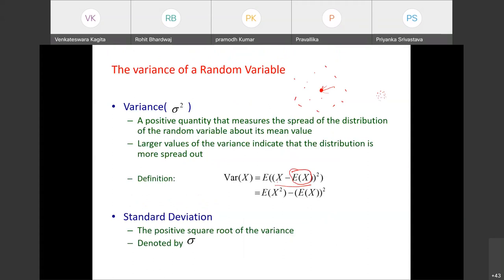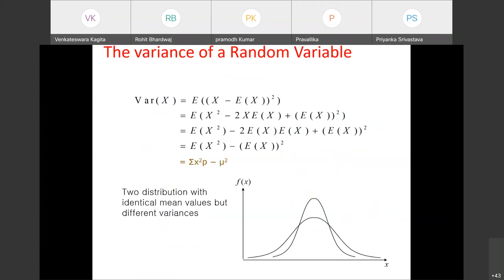And the mean of the x, right? And the square of that we are taking, and the expectation of that we are computing. And this is equivalent to expectation of x square minus expectation of x whole square. This we'll see, why we have got this from this. Okay. And the standard deviation is the positive square root of the variance. The square root of variance is the standard deviation. Okay, so let's see now how we have got this.